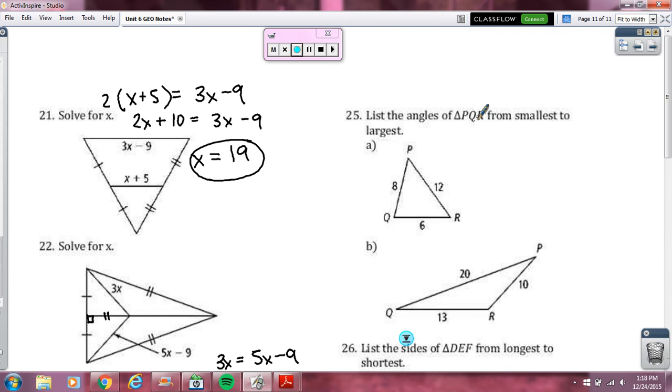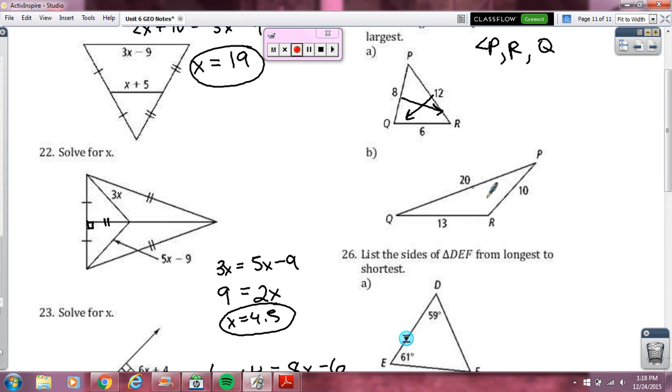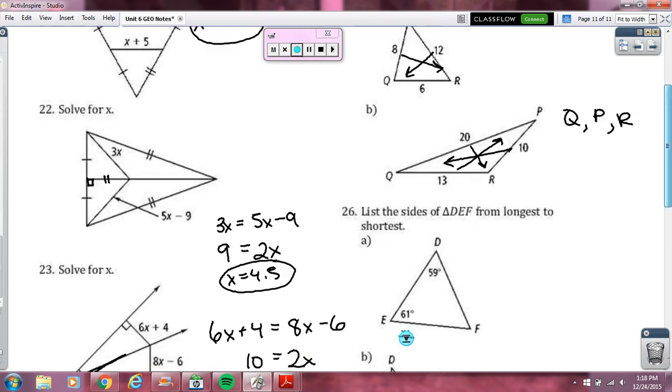List the angles of PQR from smallest to largest. Alright, here's the small side, so P is the small angle. Here's the medium side, so that means R is the medium angle. And here's the large side, making Q the large angle. Let's try it again. So here's the small side, making Q the small angle. Here's the medium side, making P the medium angle, and large side makes R the large angle.